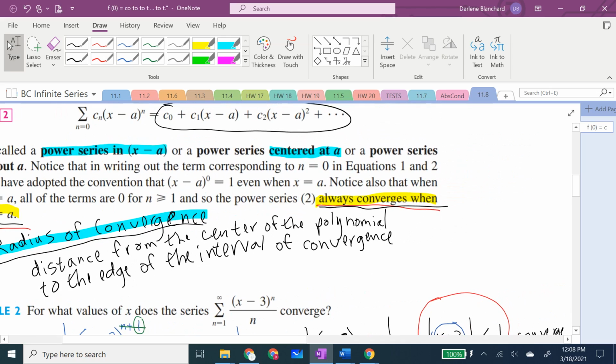So basically, if you're looking at an x-axis and you're trying to look at what is the domain, you're going to have a center, and it is going to converge for a specific radius, and that radius is this distance.